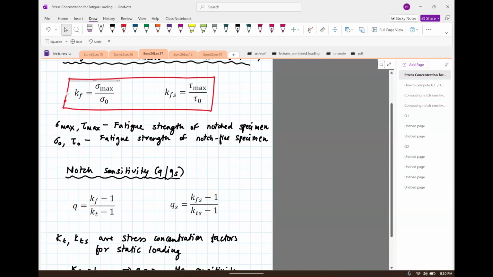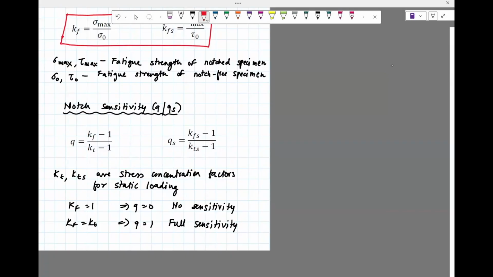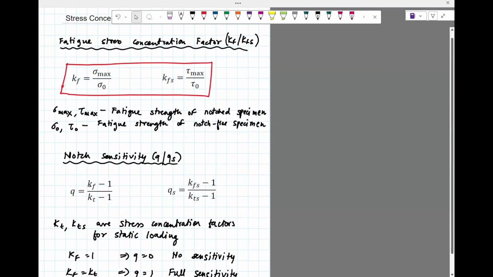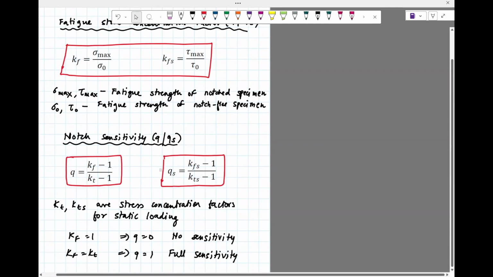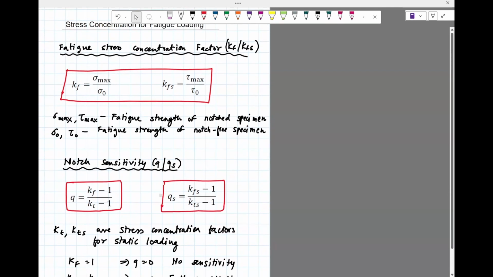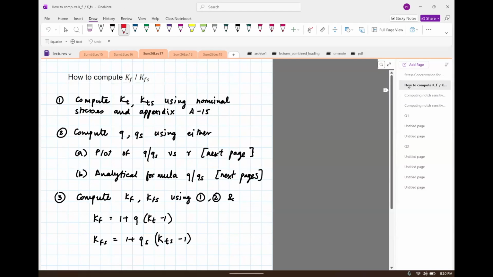Now there's something called notch sensitivity, which is how we'll connect the stress concentration factor in fatigue loading with the stress concentration factor in static loading. This Q, and I'll show you how to compute Q, is defined as the ratio of Kf minus 1 divided by Kt minus 1. So there is a factor for bending and then the factor for shear. Okay, notch sensitivity. We'll get back to how all this comes together in just a bit.